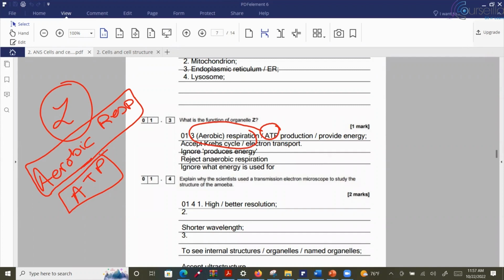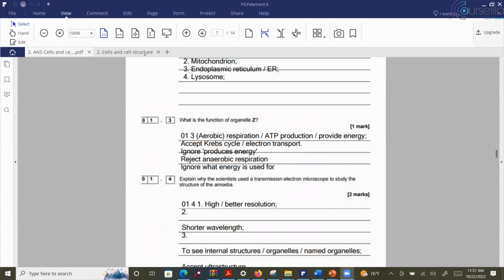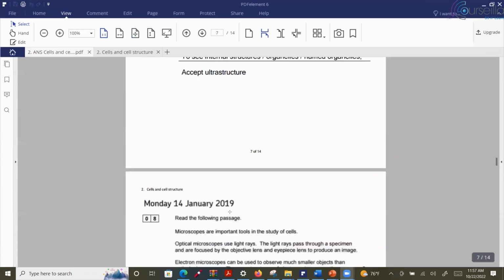Reject anaerobic respiration. If you wrote anaerobic respiration, it will be wrong. If you just write to produce energy, it will be wrong because it's not enough. It's not a clear answer, and it will be ignored. You understand? So your answers need to be precise, but it's still easy. Okay, clear, girls? Yes, miss. Does anyone have any questions?